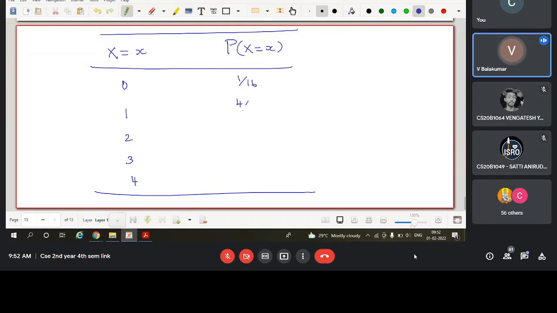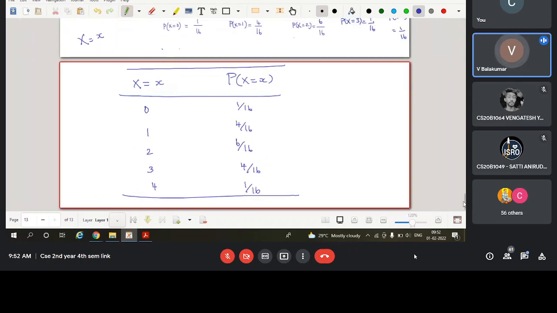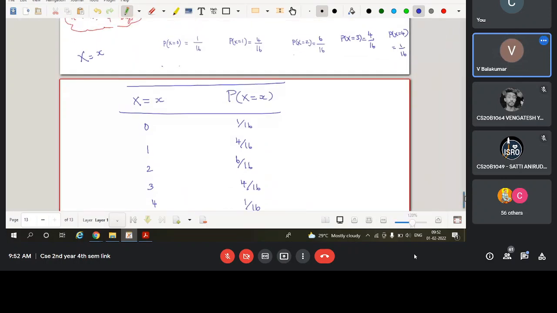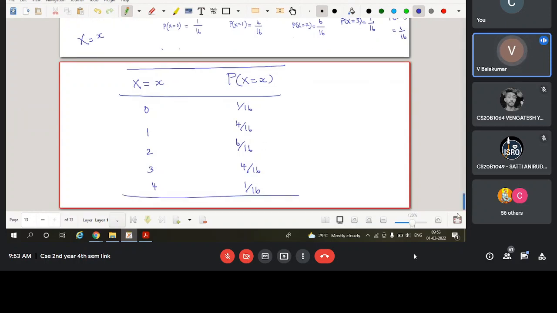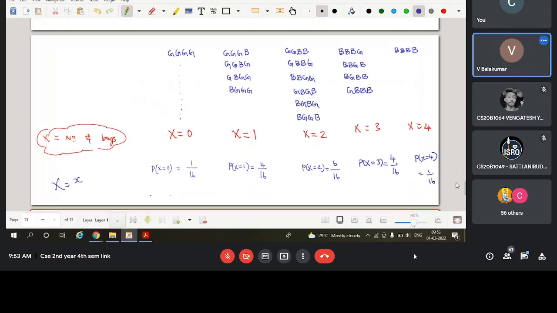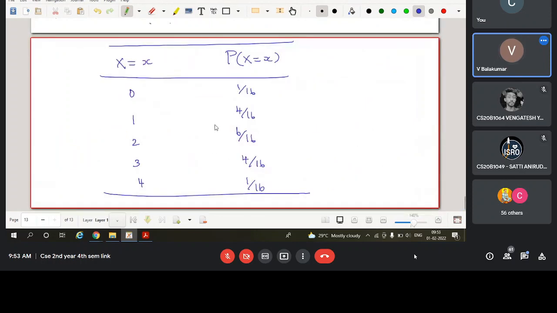This is 4 upon 16. 6 upon 16. This is 4 divided by 16. This is 1 divided by 16. This is what we have written above, which I am rewriting here. If you are able to write down like this, it is called a probability distribution.